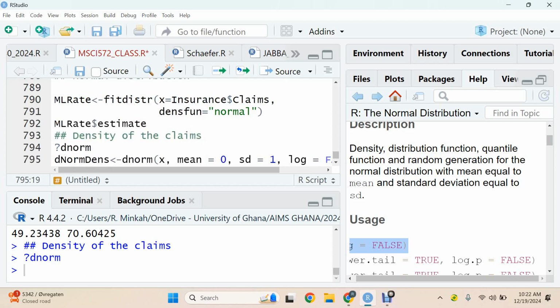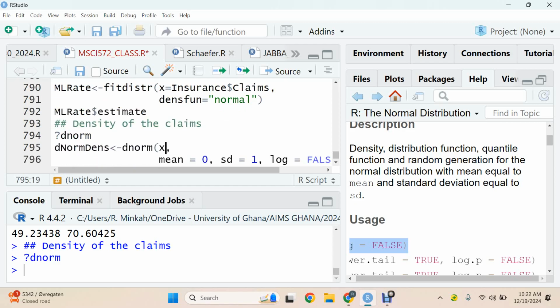What is X? This X is the insurance claim. This is the data. So I come back and take the data, then I'm going to compute the density, of course, with the parameter estimates I got from that data.